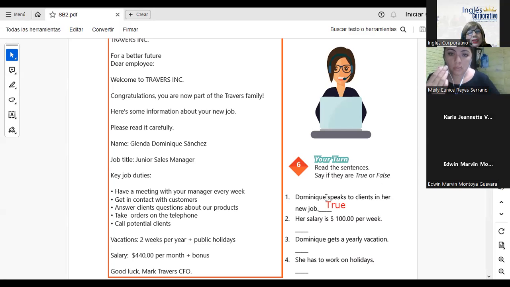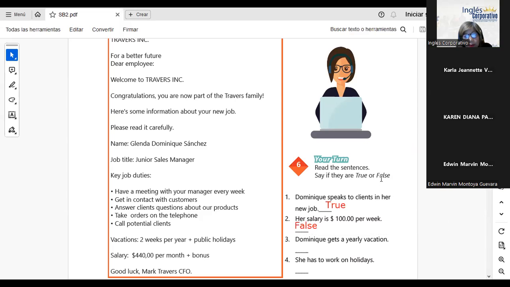Number two. Her salary is 100 per week. False. Why is it false? The statement about salary said she obtains 440 per month. Exactly. And that is per week. How much is per week? 120 per week. Exactly. No, 100, right.